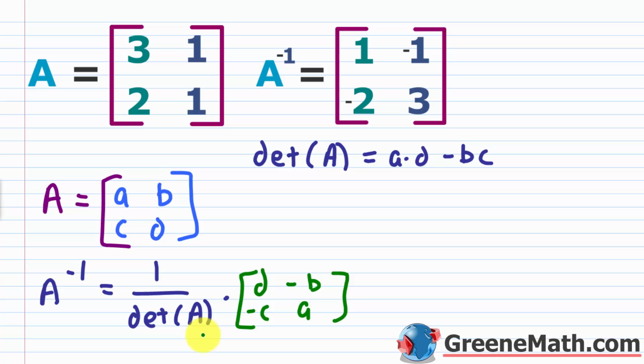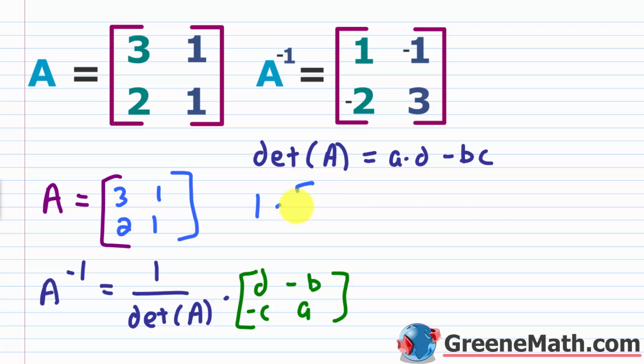Okay, so let's say that I replace this with these numbers here. I know they're already copied, but let's just say we have 3, 1, 2, and 1. So I know that my lowercase a is 3, my lowercase b is 1, my lowercase c is 2, and my lowercase d is 1. Let me start out by going 1 over the determinant. Again, the determinant is 3 times 1, which is 3, minus 1 times 2, which is 2. So that's going to be 1. Okay, so 1 over 1 is 1. That's pretty simple.